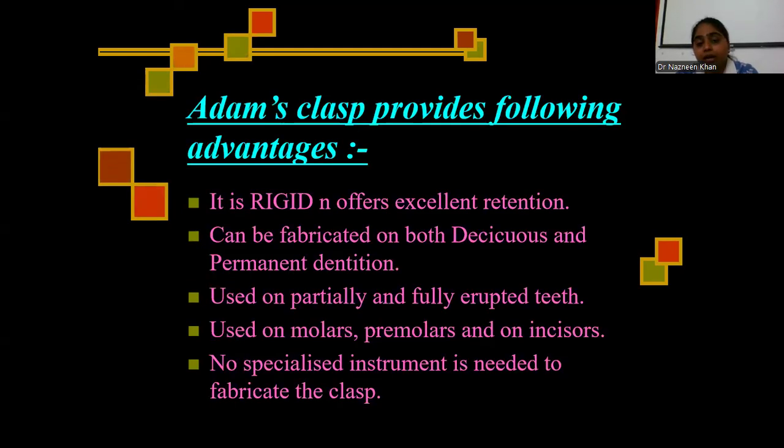Advantages of Adams clasp. It provides the following advantages. It is rigid and offers excellent retention. It can be fabricated on both deciduous and permanent dentition. Used on partially and fully erupted teeth. Used on molar, premolar, and incisor. No specialized instrument is needed for fabrication of these clasps.